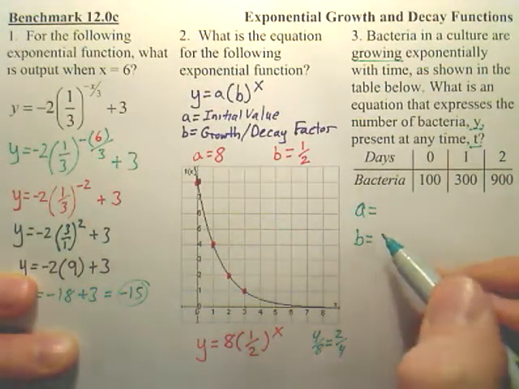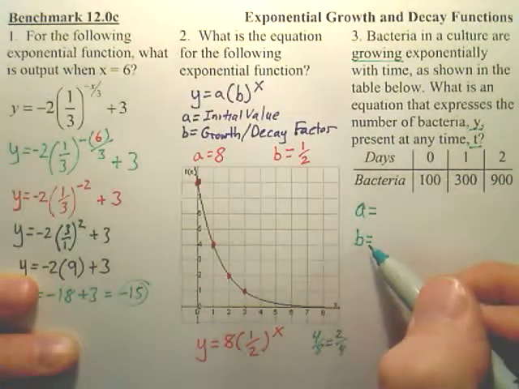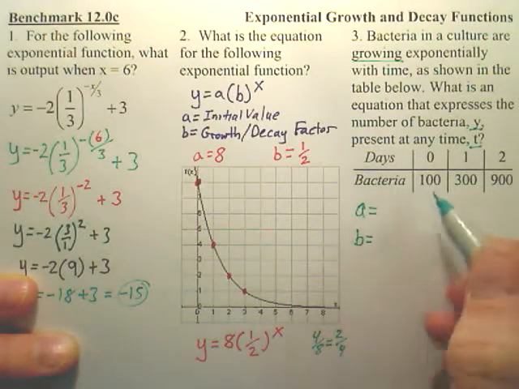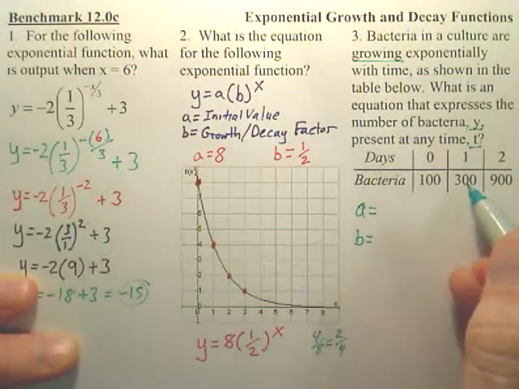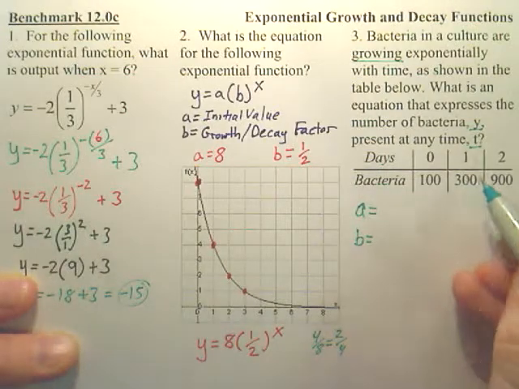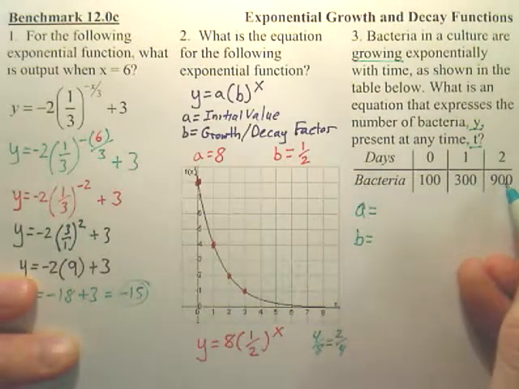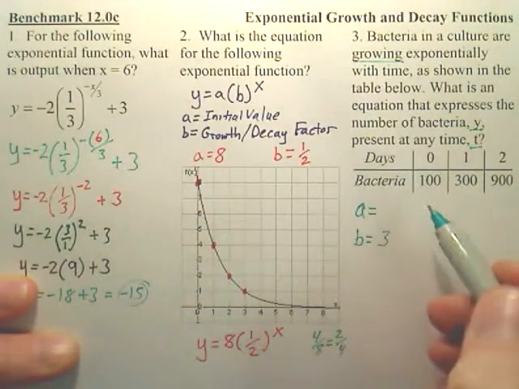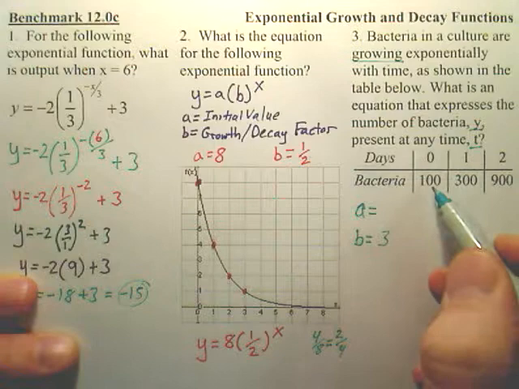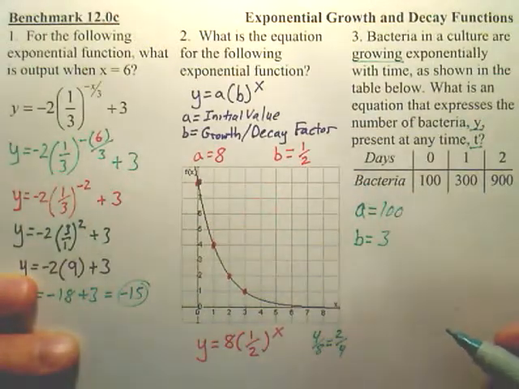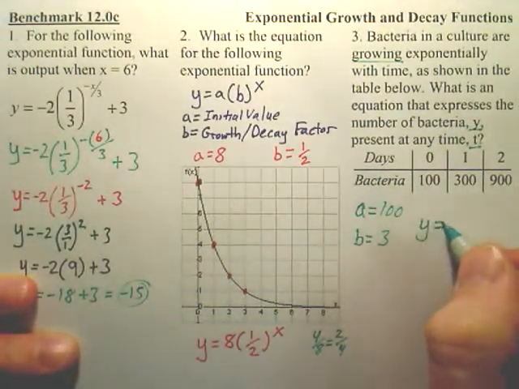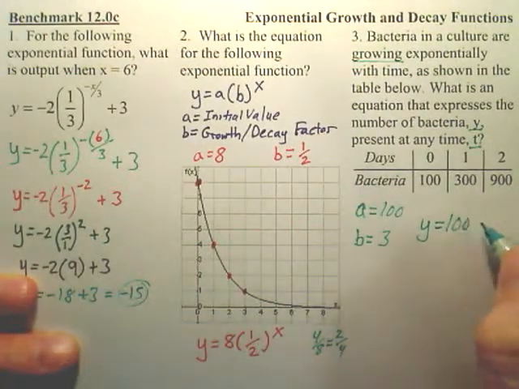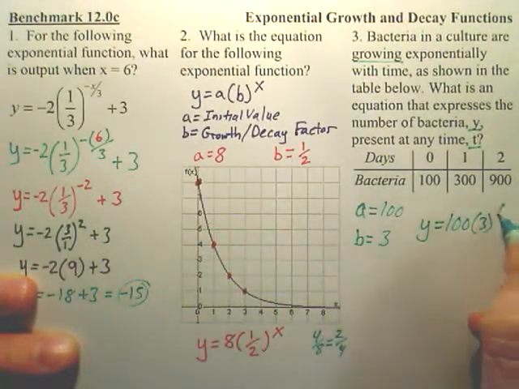Okay. So, to find my B value, how did I get from 1 to 300? What did you multiply by? 3. Now, from 300 to 900, did you also multiply by 3? So your B value is 3. Is that greater than 1? Yeah, it should be. And it is. What's your initial value? What's your first value? At 0, it's 100. So my equation is y equals 100, 3 to the t.